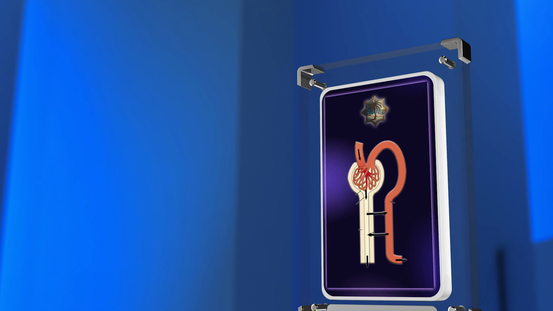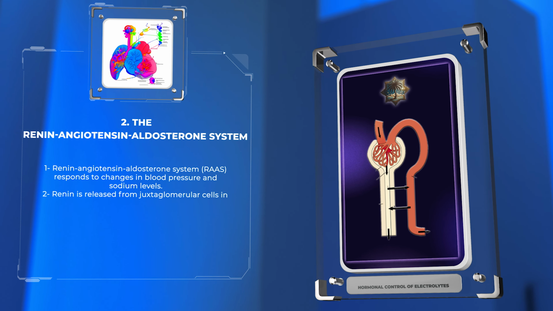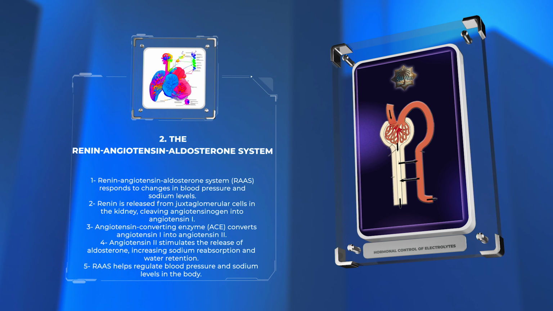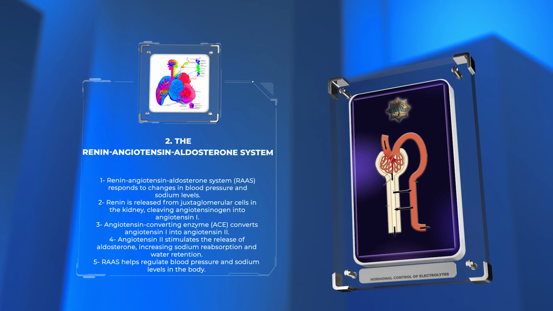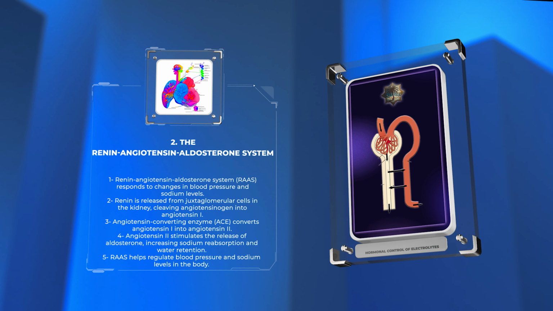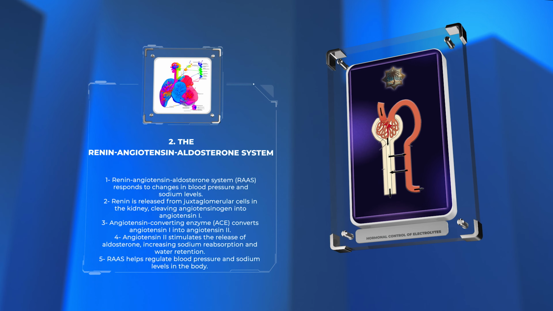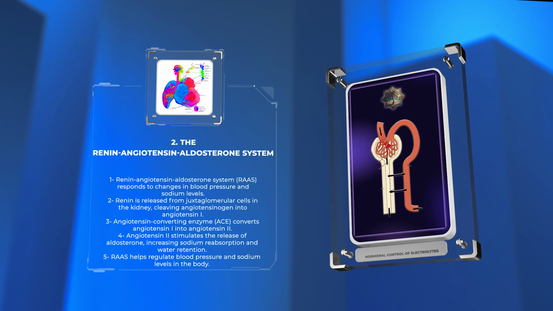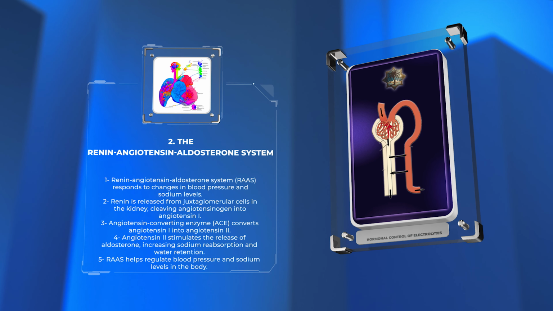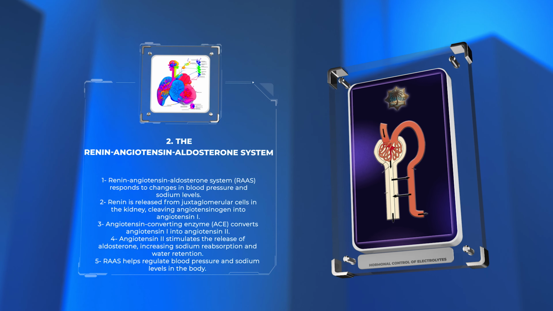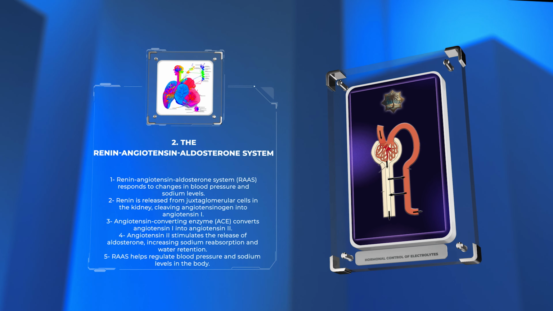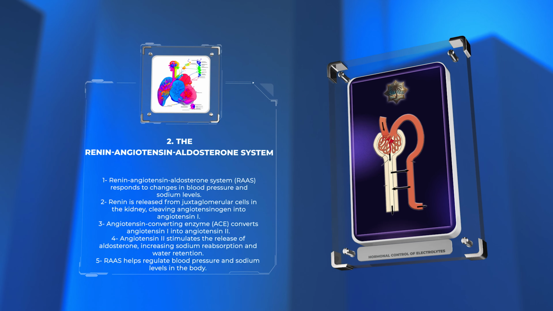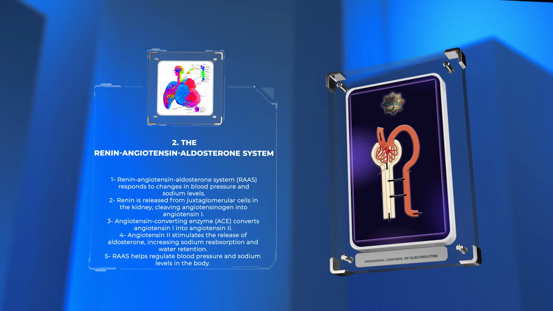The Renal Angiotensin-Aldosterone system, RAAS, is a complex cascade of events that occurs primarily in response to changes in blood pressure and sodium levels. It starts with the release of renin from juxtaglomerular cells in the kidney. Renin cleaves angiotensinogen, produced by the liver, into angiotensin I. Angiotensin-converting enzyme, ACE, which is present mainly in the lungs, then converts angiotensin I into angiotensin II. This potent vasoconstrictor stimulates the release of aldosterone, leading to increased sodium reabsorption and water retention, thereby elevating blood pressure.